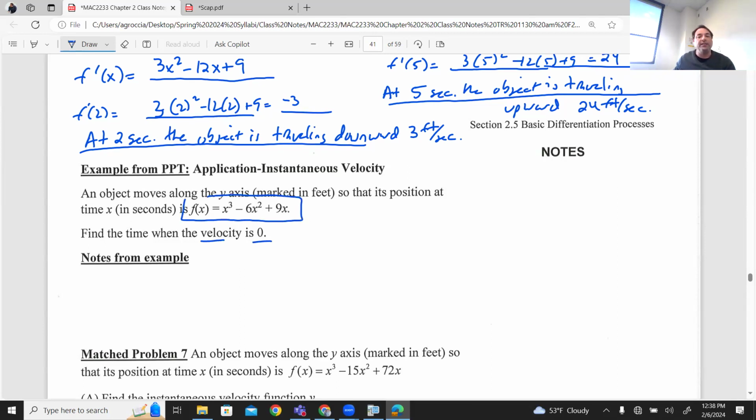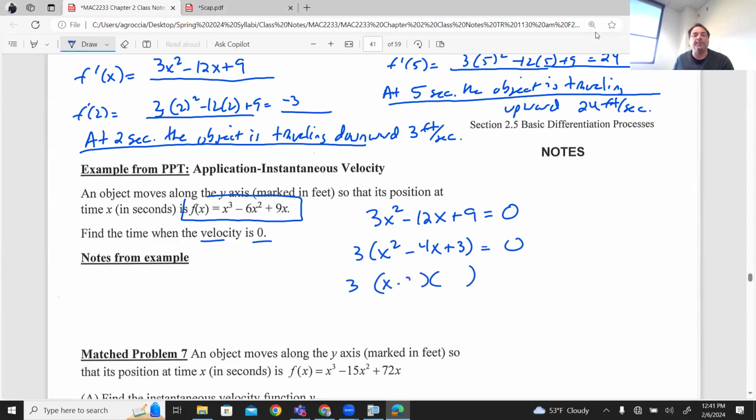So when it says, when is the velocity 0, we first have to find velocity. So how do I find velocity? Take the derivative, 3x squared minus 12x plus 9. And I want to know when the velocity equals what? 0. Do the algebra, solve it, which means you need to know how to factor. If I was going to factor this, I would factor out the 3 first, which gives you 3 times x squared minus 4x plus 3, set it equal to 0. And then this factors to x minus 3, x minus 1.